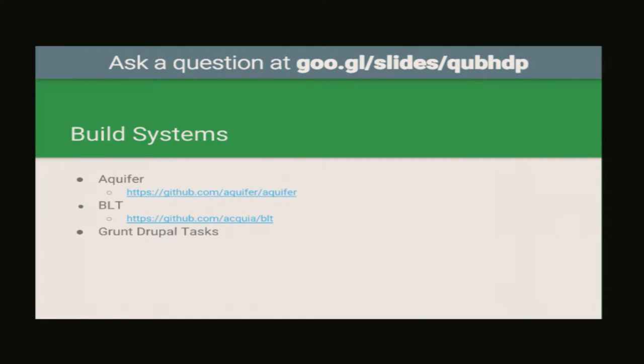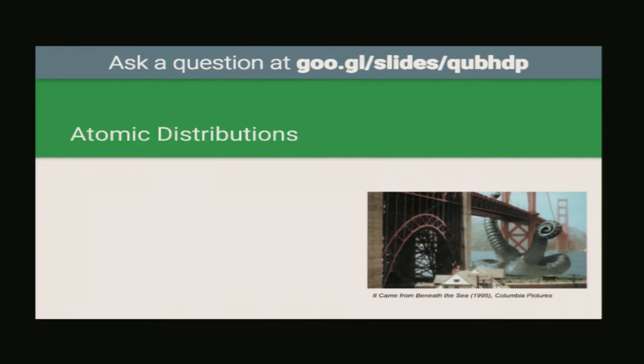Grunt Drupal Tasks is exactly that. It's a Grunt-based system maintained by Phase 2. There's more than one way to solve this particular problem. Each one of these tools has different approaches to the same kind of problem. Each of them has their advantages and disadvantages. I would say if you're evaluating build systems, take a look at all three of them, and just use the best tool that works for your organization and use case.